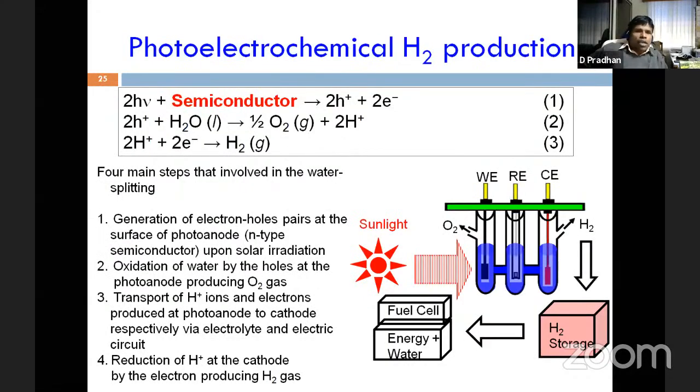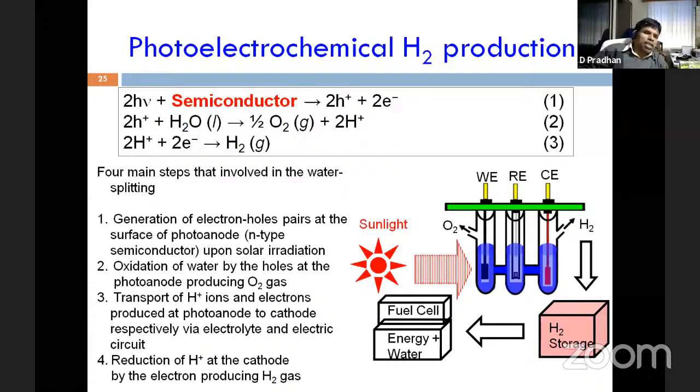On the other hand, in a photoelectrochemical water splitting reaction, you can have a semiconductor, and when sunlight falls on it, it produces holes and electrons, and your holes will react with water, produce oxygen and H plus ions at the working electrode, and the hydrogen ions will go to the counter electrode. When oxidation occurs, that means it will produce H plus ions, and electrons will also transfer from the working electrode to the counter electrode, and those electrons can be utilized at the counter electrode to produce hydrogen from H plus ions.